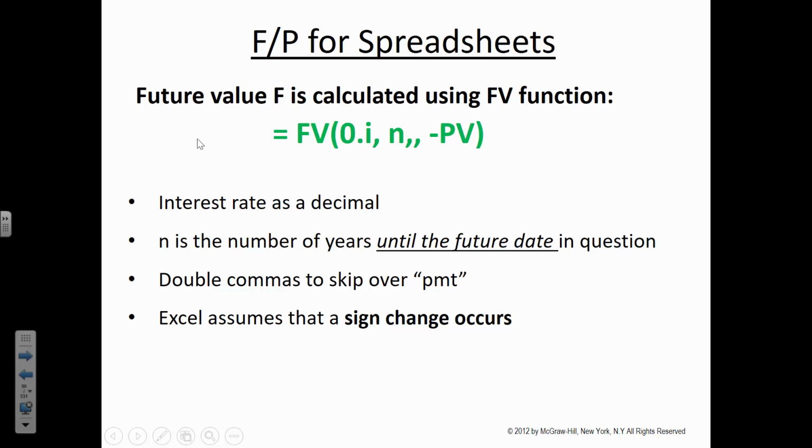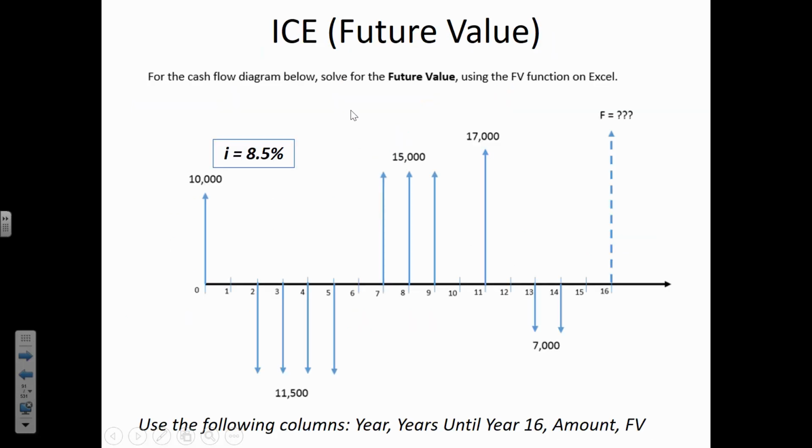So, I mean, all of this is old news. But the tricky thing is what to use for N. It's different than what we did with the PV function. So this is the cash flow diagram on problem 2 in your in-class exercise. And what we're trying to do is find out what's the future equivalent of this cash flow diagram in year 16.